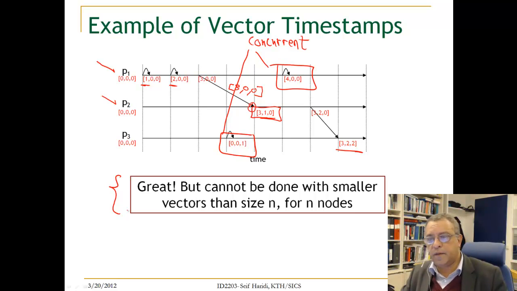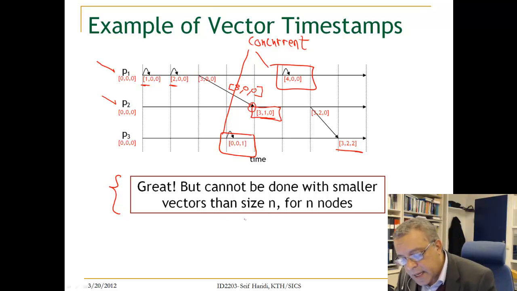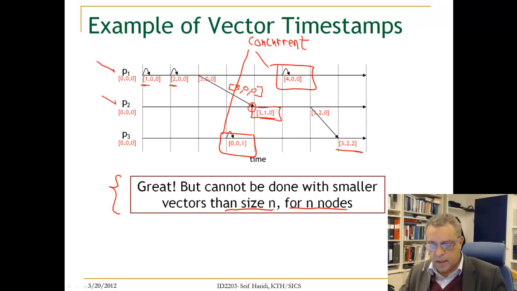But there is one important result you should know: it is not possible to implement vector timestamps with a vector of size less than n. The size of the vector cannot be less than n for n nodes. This is a known result. This tells us that if we have a very large number of nodes in our system, sending around a vector with, say, thousands of elements could be an overhead. But okay.